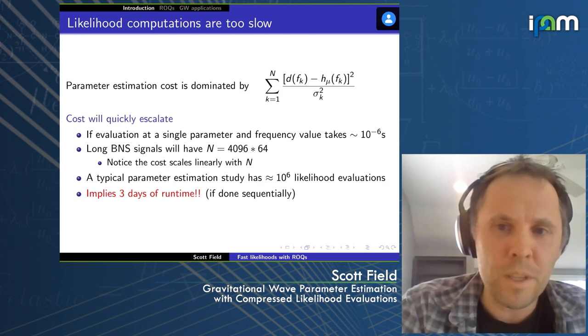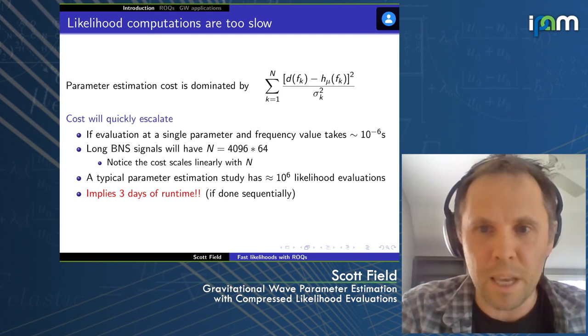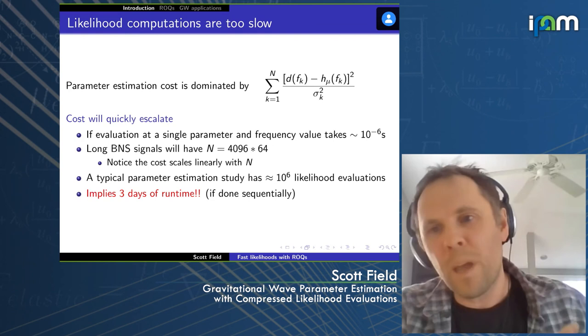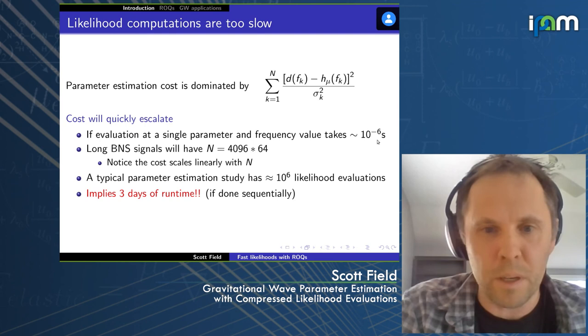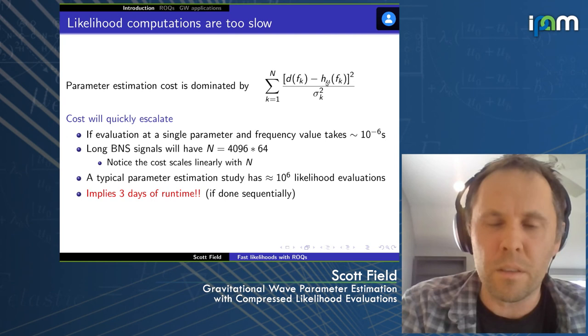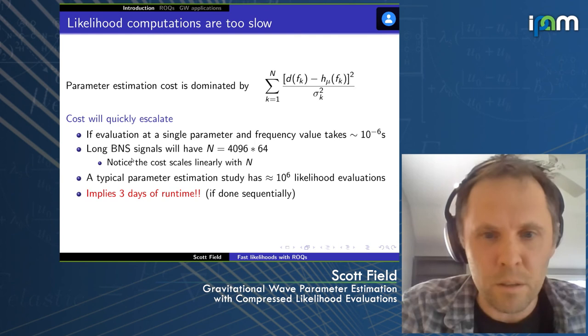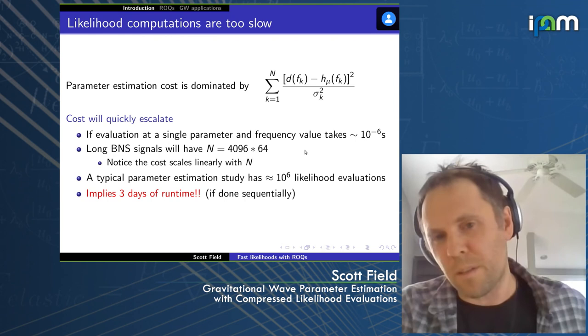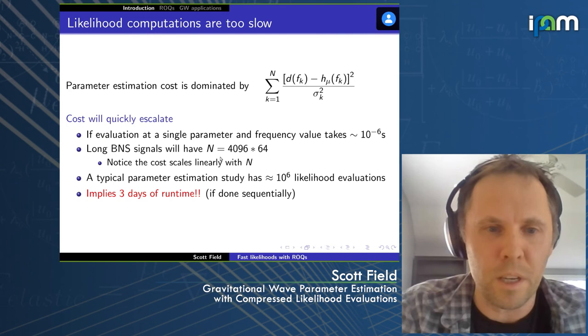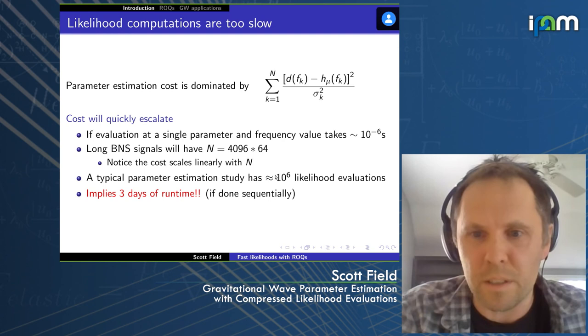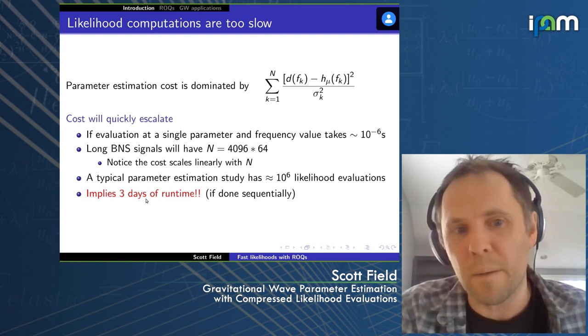So these computations are slow, and this is a simple back of the envelope calculation to show how the cost can really escalate when you're evaluating likelihood functions many times. Assuming we have a lightning fast model, I don't know if current state of the art models can achieve this, but say it was 10 to the minus 6 seconds to evaluate your model, this H, at one value of frequency and one parameter point. How would this cost escalate through a full PE run? Well, if you had a long BNS signal, maybe sampled at 4096, and maybe there's 64 seconds of data. These are somewhat aggressive settings, but just for the sake of this simple calculation. And then maybe a typical PE run takes 10 to the 6 likelihood evaluations. Multiplying all of these numbers implies roughly 3 days of runtime if you're just doing a sequential MCMC.